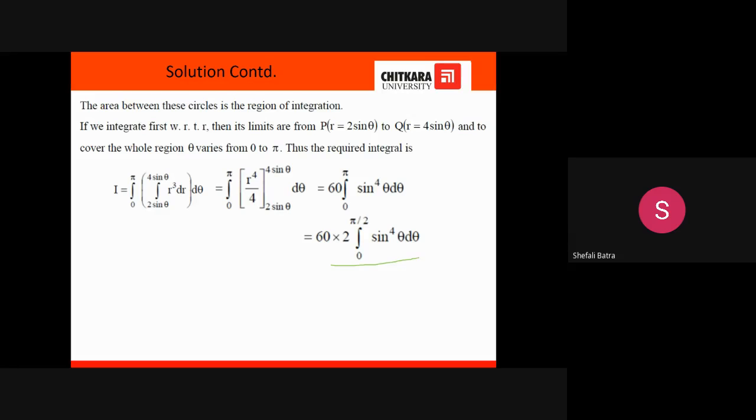How can I write this, beta? Any idea? See what I did? I'm taking twice of this integral and I'm breaking the limit 0 to pi into 0 to pi by 2.